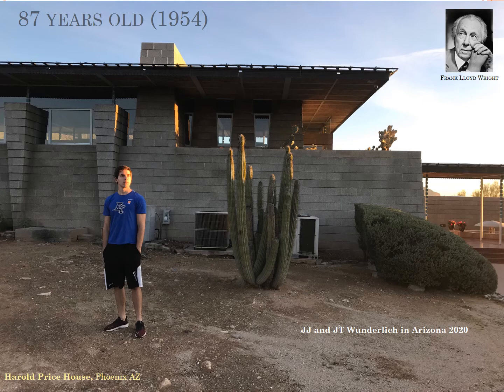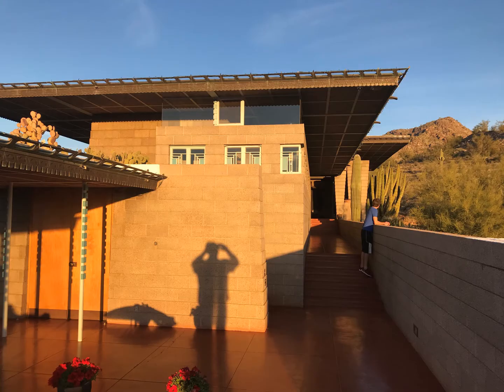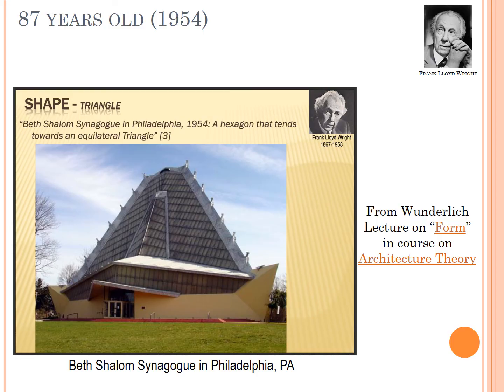It's another design we visited. This is the Harold Price House in Phoenix, designed by Frank Lloyd Wright. It was 87. We're in January here. Beautiful sunsets, beautiful weather. Not hot at all in January. So now, strong triangular shape. Now 87 years old, Philadelphia. This is a synagogue.